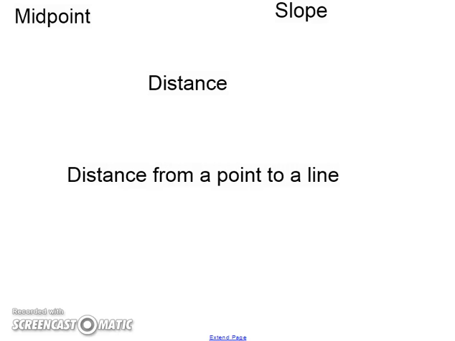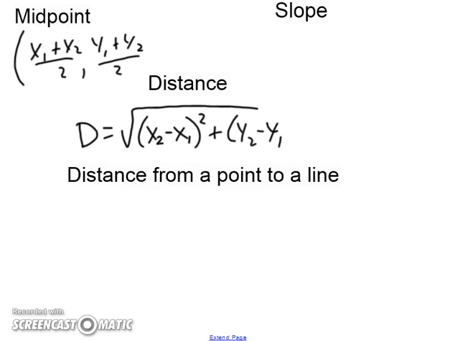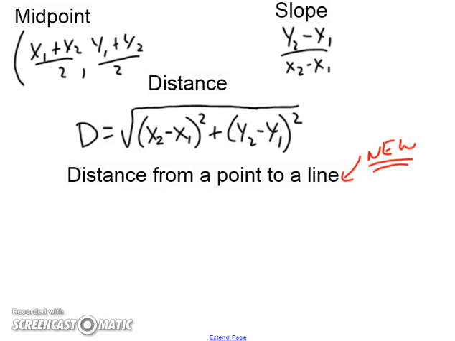Midpoint, slope, and distance are review. Let's just make sure we have these down. So if you need these three things, mark them down. This is a new one. This one is something we have not gone over before.